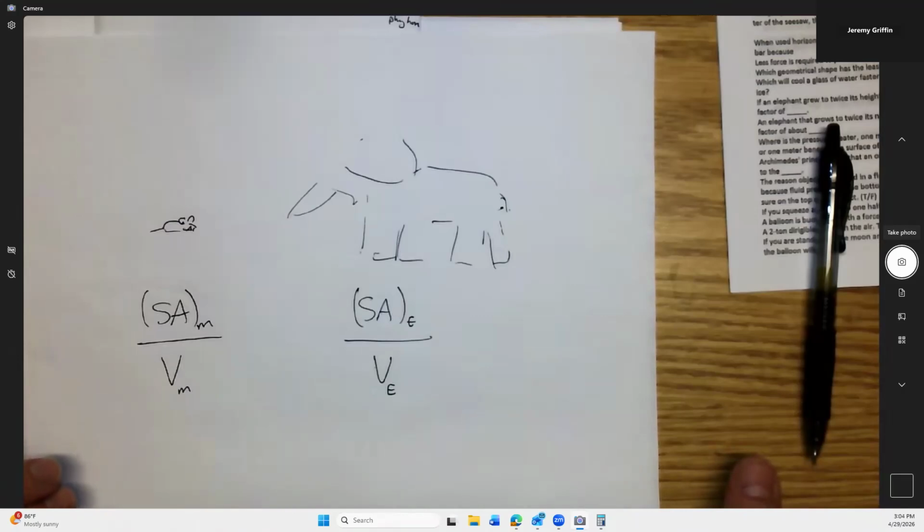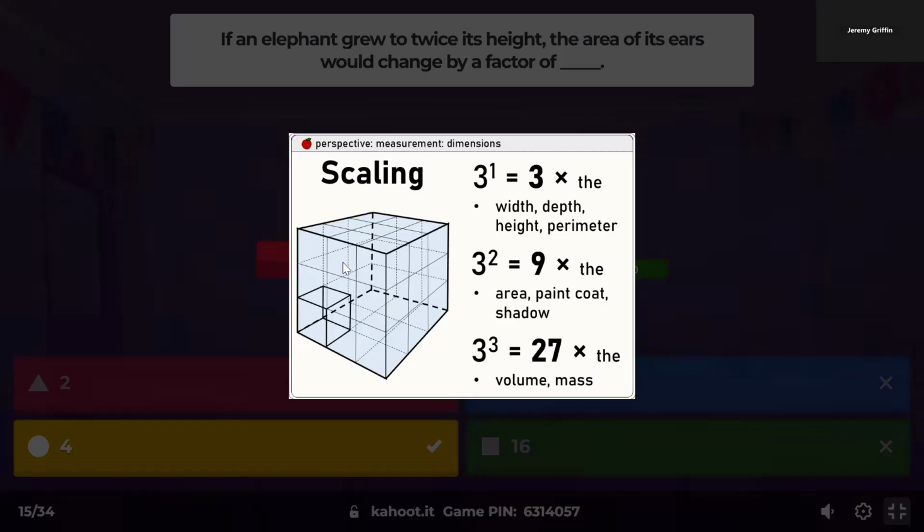Let's go back and look at this diagram here. This one right here. Guys, could this little box down here represent the mouse and this big old crate represent the elephant? Let's say it's 1 unit by 1 unit by 1 unit. So the mouse has a volume of 1 cubic unit there. And the elephant is 3 times as tall, but has how many times the volume?